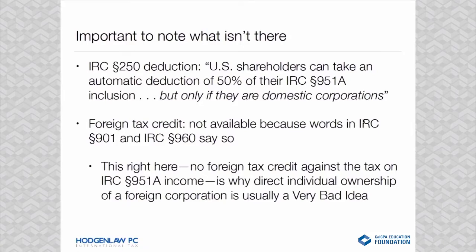Therefore, there's no offset of this $129,500 by the $150,000 of foreign tax paid on the corporate income. So we got a double tax problem. And this right here, that bullet point, that lack of a foreign tax credit, is why you do not want this structure.